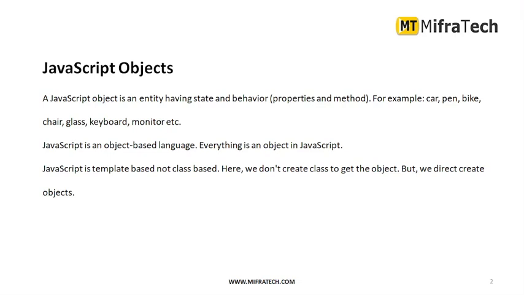A JavaScript object is an entity having a state and behavior, properties and methods. For example, car, pen, bike, chair, glass, keyboard, monitor, etc. It is an object-based language. Everything is an object in JavaScript. Classes and objects you can refer to in object-oriented programming. JavaScript is template based, not class based. Here we don't create a class to get the object, but we directly create the object.